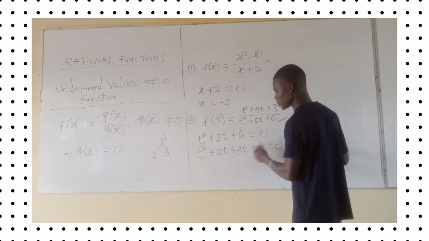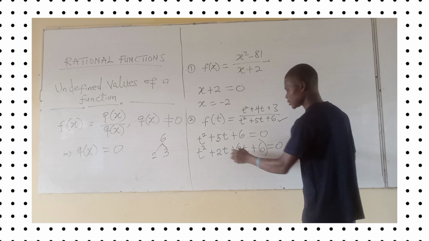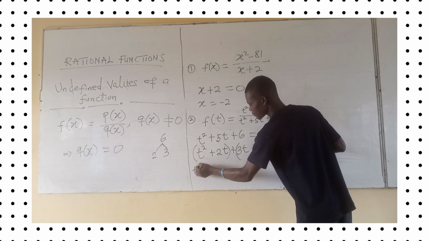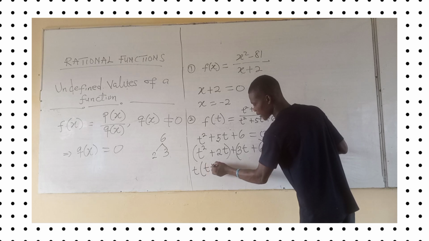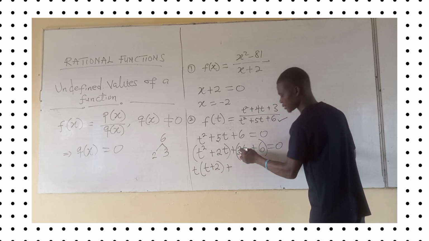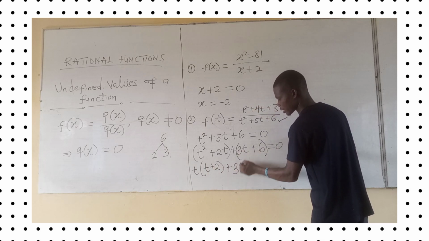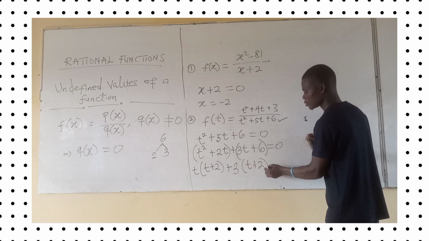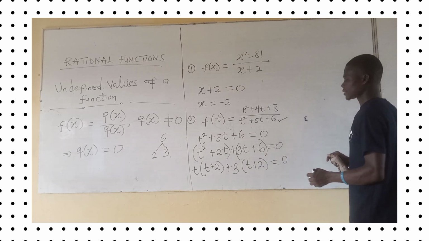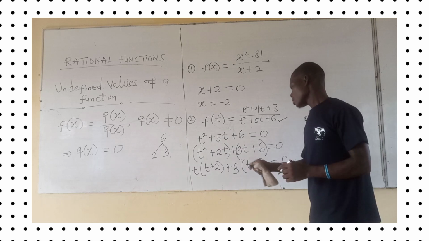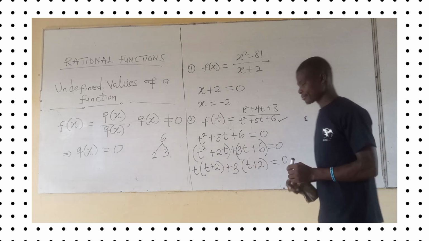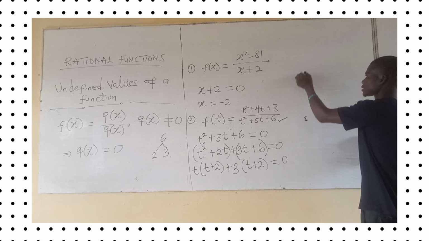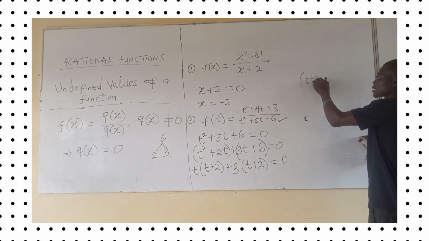So let's take our time and put them into 2 brackets. The common factor here will be what? T. When t is out, t plus 2, plus when 3 is out, 3. 3 goes into 6, 2. So now you see that the terms in the brackets are the same. So let's take the terms outside the brackets and we're going to get t plus 3.